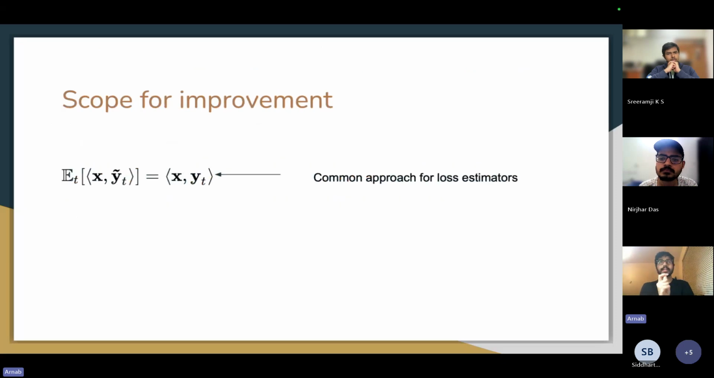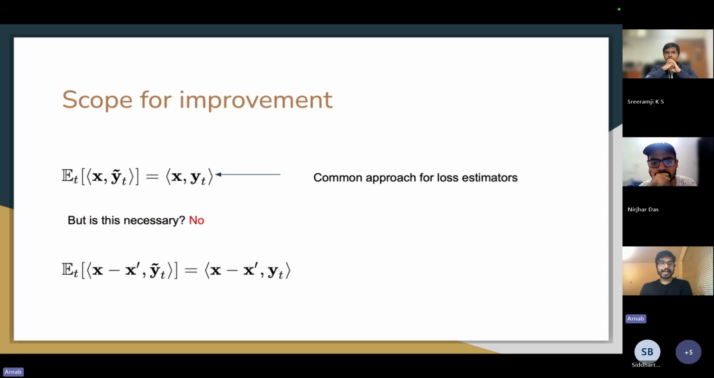But when that algorithm was designed, the common goal was to come up with a loss estimator y tilde such that in expectation it is equal to x by t. Like, it's an unbiased estimator. And that has been a common approach for designing loss estimators. But the question is, is this necessary? And the answer is no. And it's very simple to see.